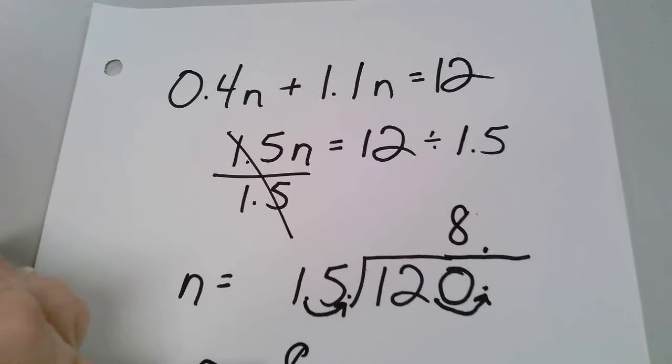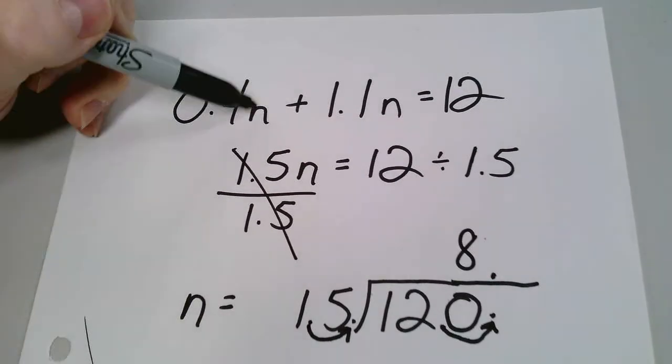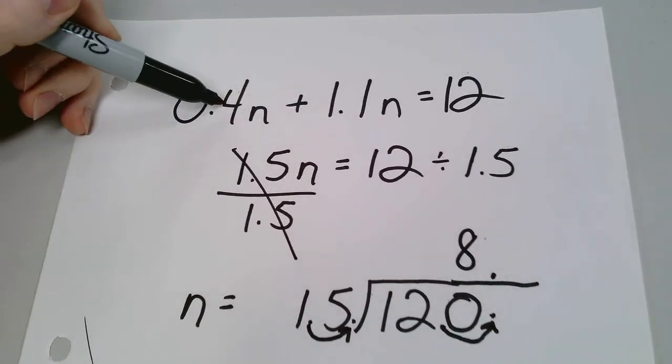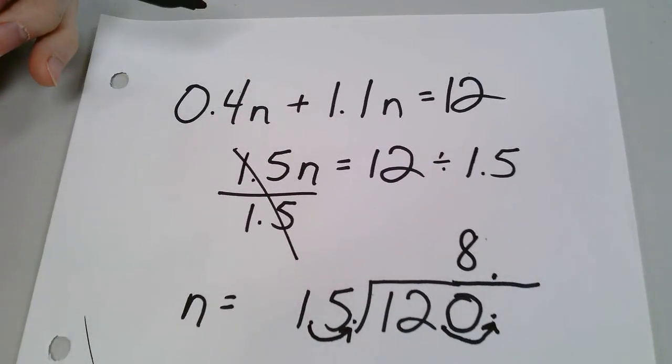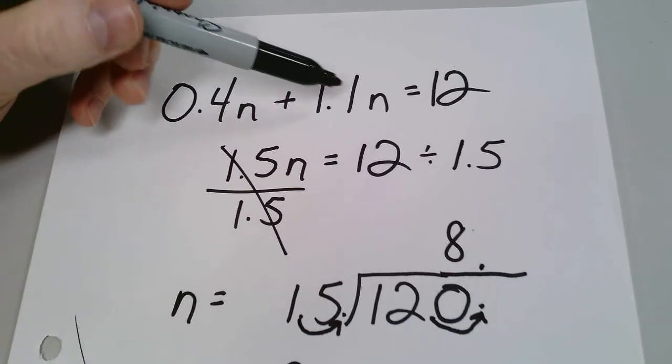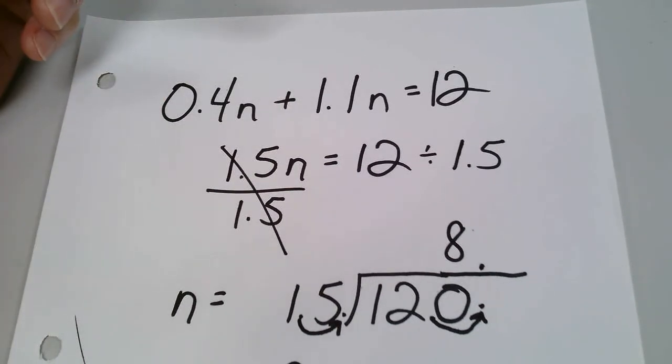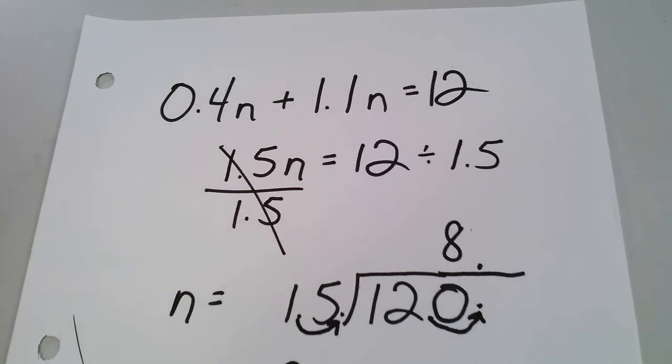And once again, for a check, you take it back up to the top and say 0.4 times 8, well that's 3.2, and then 1.1 times 8, that would be 8.8, and you add those two together and they do add up to 12, so that'd be the check for that one.